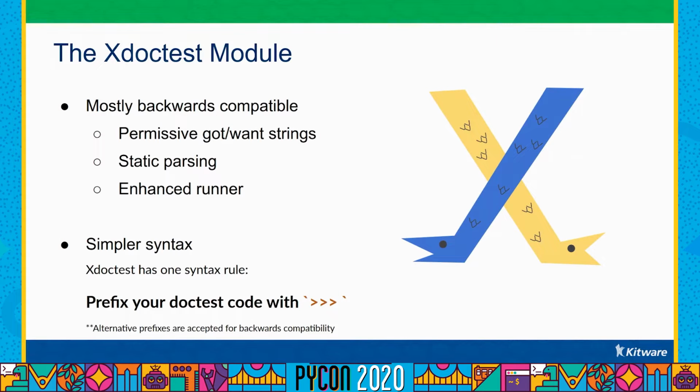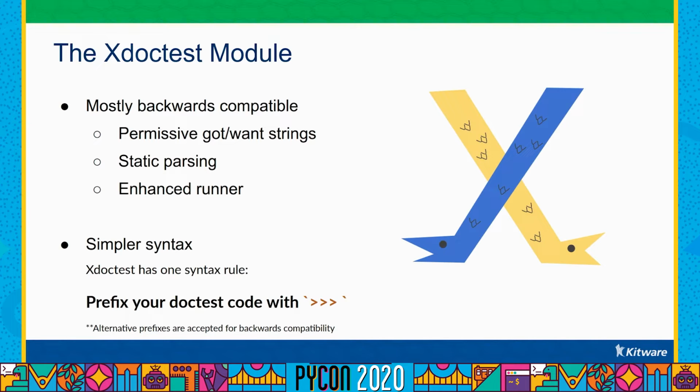So Xdoctest is a mostly backwards compatible module. The key features: it has more permissive got-want strings. It uses static parsing to parse out your doc tests, unlike the dynamic parsing of the built-in one. And it has an enhanced runner. The output messages are a little bit better. It has a cleaner CLI.